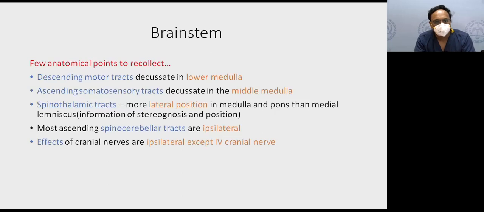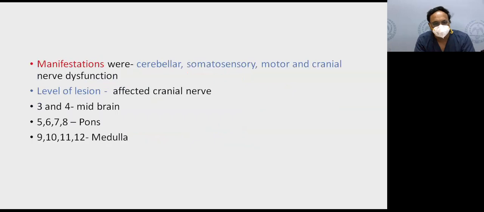So, a few anatomical points we have to recollect. One is the descending motor tract deficit in the lower medulla, whereas somatosensory tract deficit in the middle medulla. We have to know that the spinothalamic tracts, which carry pain and temperature, are in a more lateral position in the medulla and pons than the medial lemniscus. The medial lemniscus carries stereognosis and position sense. Most ascending spinocerebellar tracts are ipsilateral. And all the effects of cranial nerves are ipsilateral except the fourth cranial nerve.